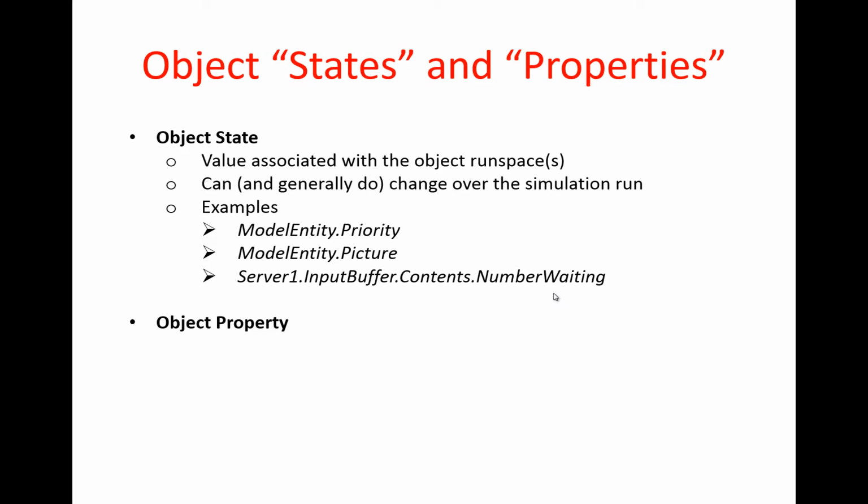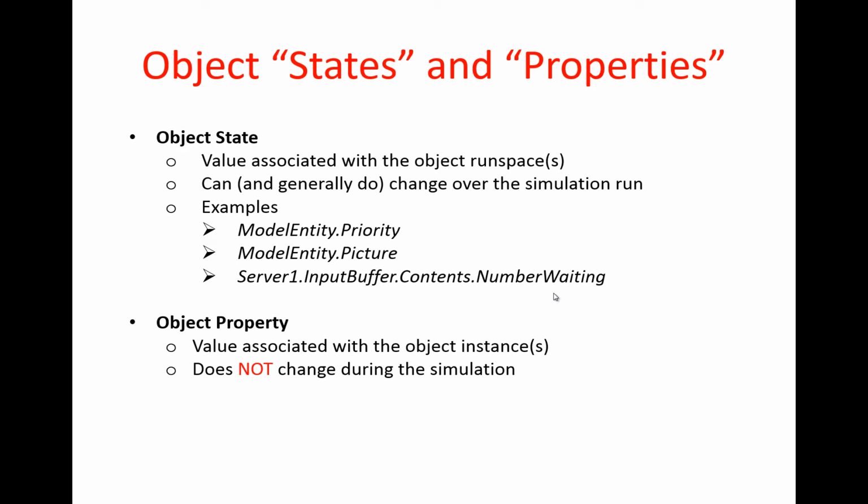Object properties, on the other hand, are also values associated with the object instance or instances. However, they do not change during the simulation run. Most of the time, object properties are set at the beginning of the simulation run, and they cannot change. They won't change as the system changes or as the simulation time evolves.